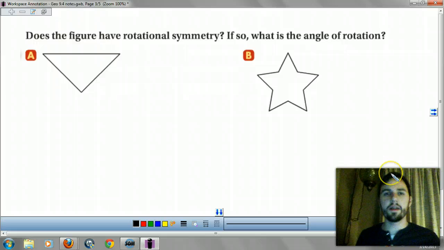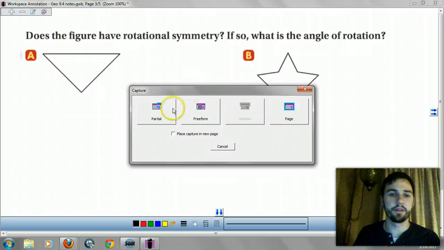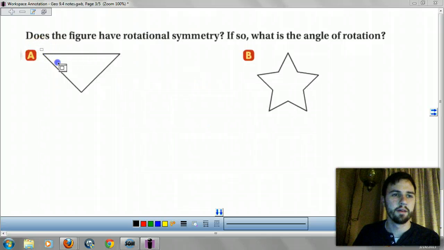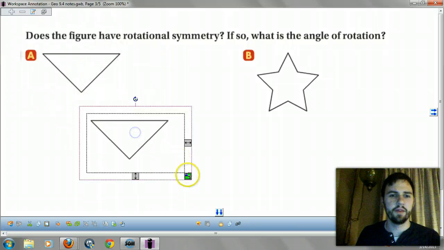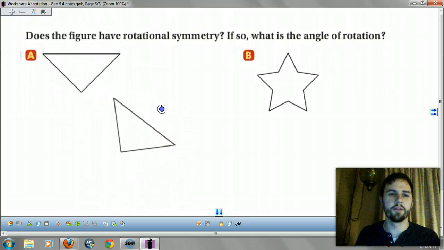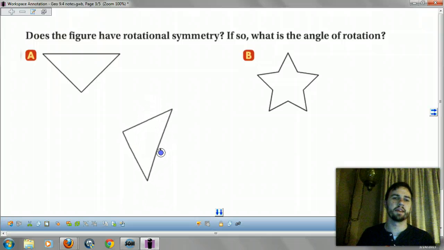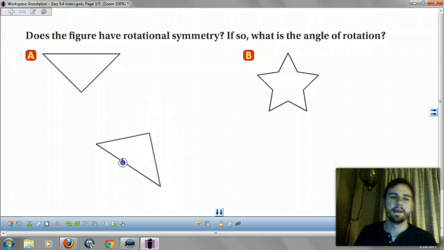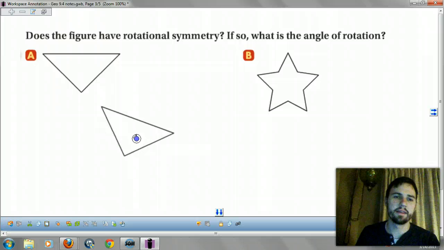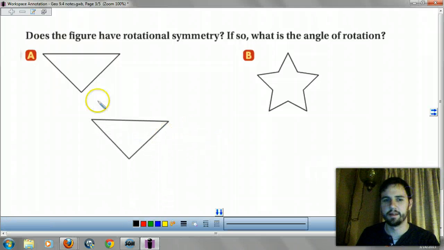Okay, which figure has rotational symmetry? I'm going to do some math magic here. You guys are going to freak out. What about this triangle? Does it have rotational? If I take this, is there any way I can rotate it where it looks exactly the same as the one above? And it does not. No.